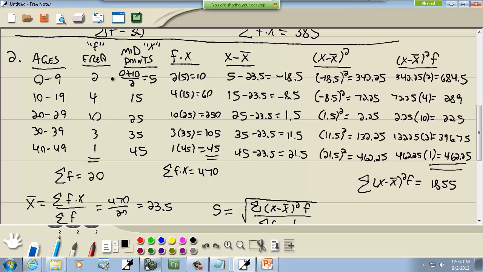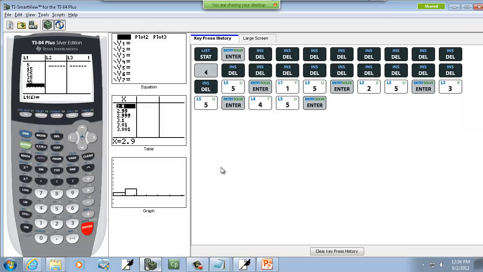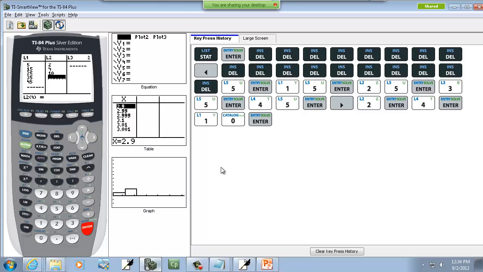So our frequency was right here, 2, 4, 10, 3, 1. So I'm going to right arrow over. 2, 4, 10. I'm pressing enter after each one. 3 and 1.